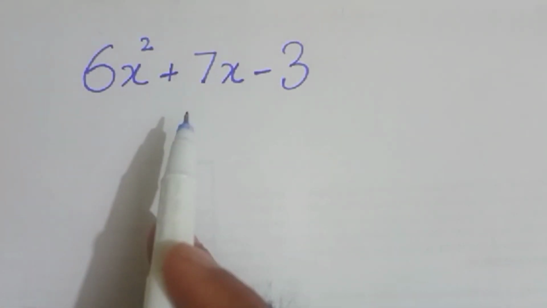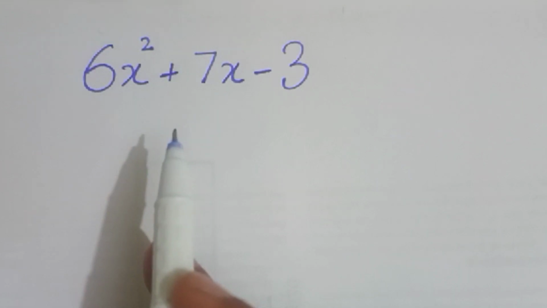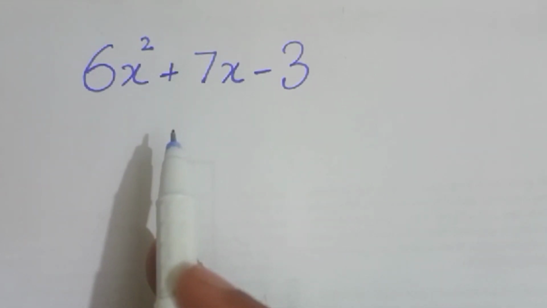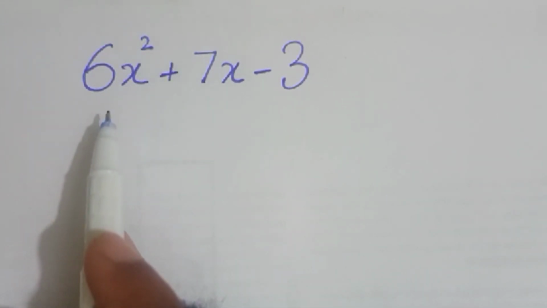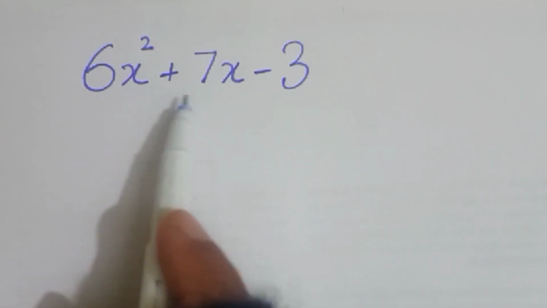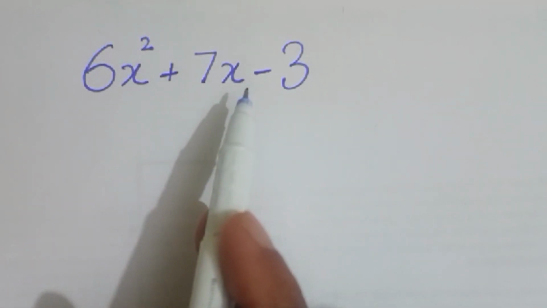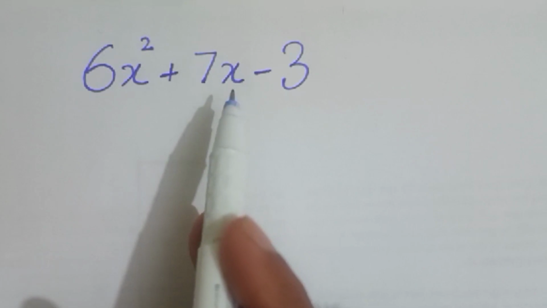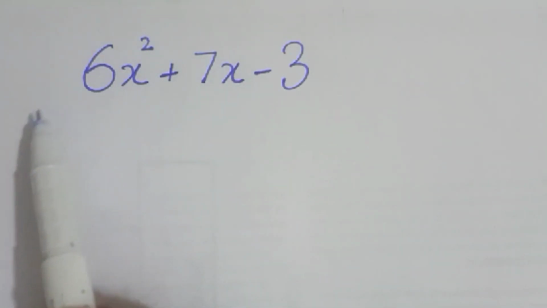We are going to solve a quadratic trinomial with five different methods. So let's start. Here is our question: 6x squared plus 7x minus 3. It is a quadratic trinomial where the leading coefficient is not equal to 1.